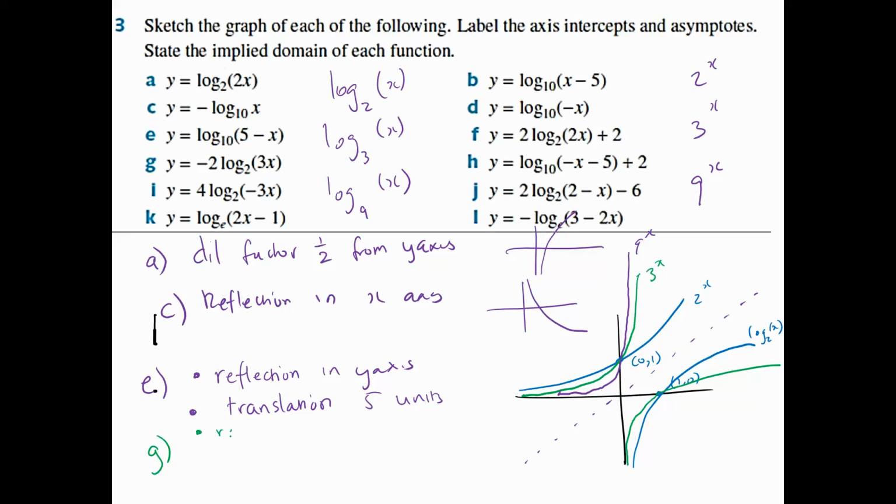Reflection in the y-axis. No, x-axis. X-axis, fantastic, because you're affecting your y value, so reflection in the x-axis. What else do you see? Can I please have Aiden? What do you see in G?